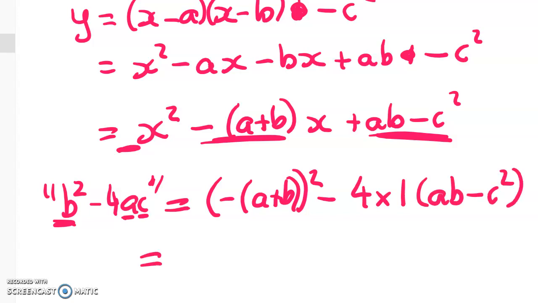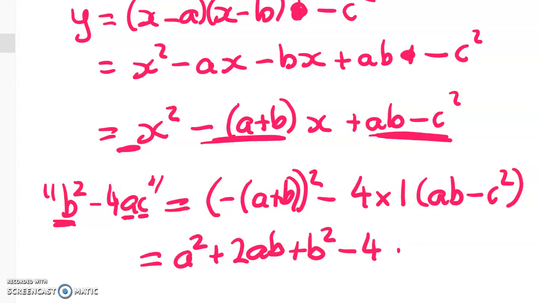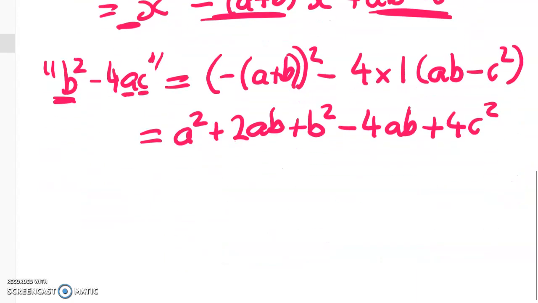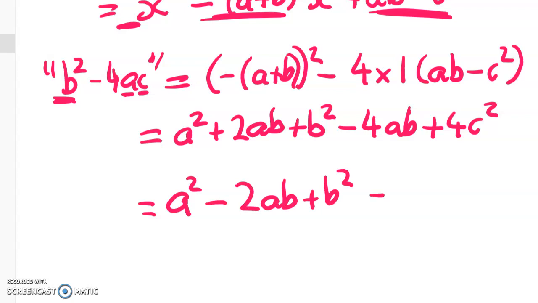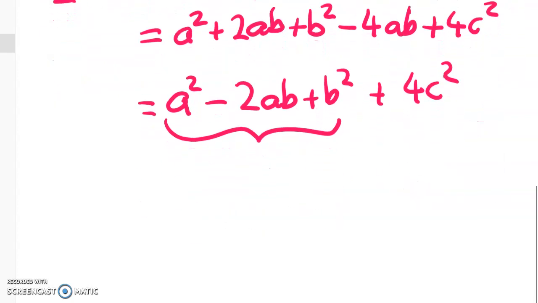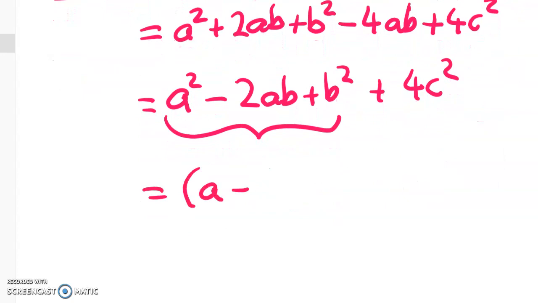And if I expand that, we get a squared plus 2ab plus b squared minus 4ab plus 4c squared. Collecting up the like terms, hopefully you'll see something nice happening here, gives me this plus 4c squared. And we should spot this as being a perfect square. So this gives me a minus b squared plus 4c squared.